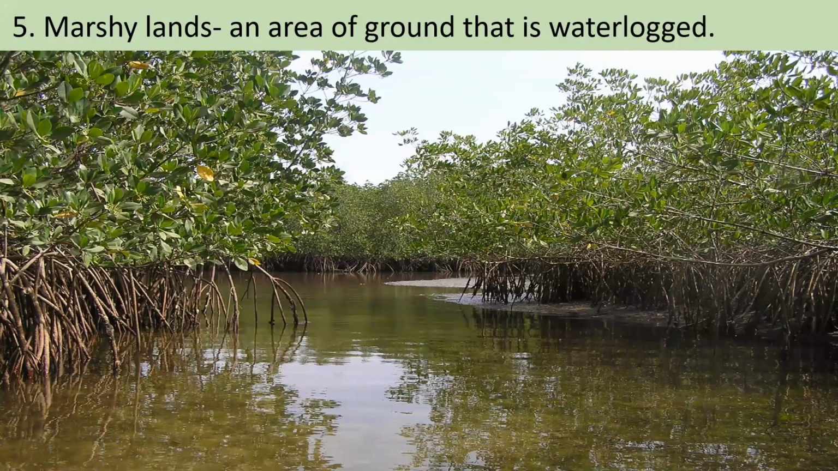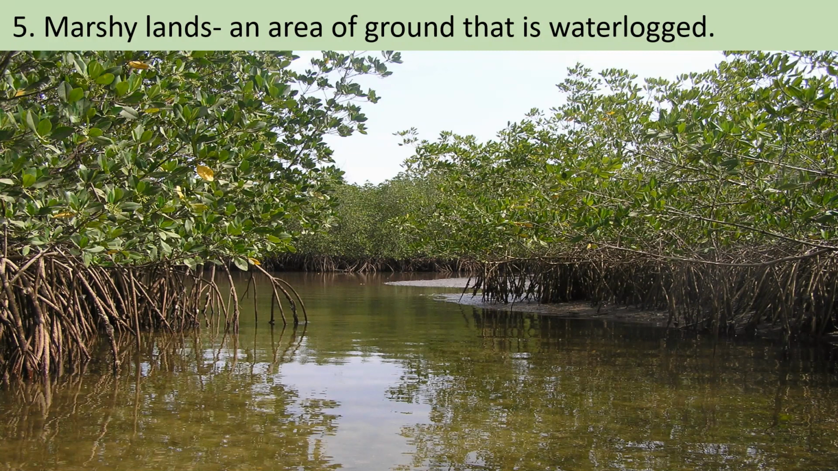Now, what do we mean by marshy lands? When we are talking about marshy lands, it is an area of ground that is waterlogged. We also call it wetlands, children, marshes. And this is saturated with water either permanently or seasonally. It contains aquatic vegetation. It may be dry for extended periods also. It is filled mostly with trees, grasses, shrubs. Sometimes some wetlands contain no vegetation but only organic soil.